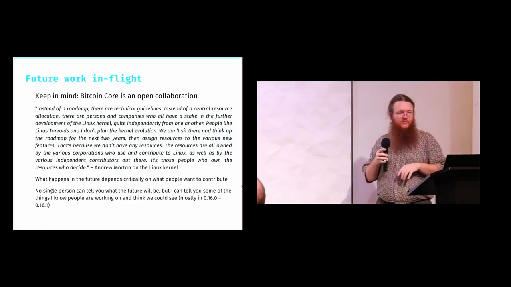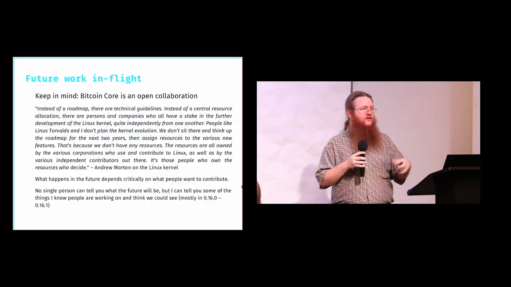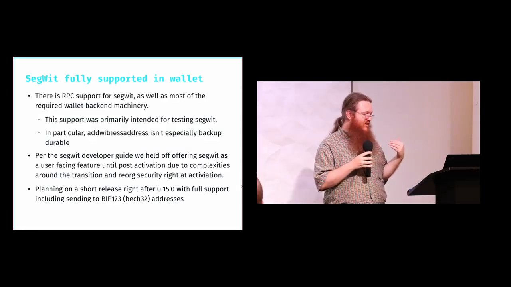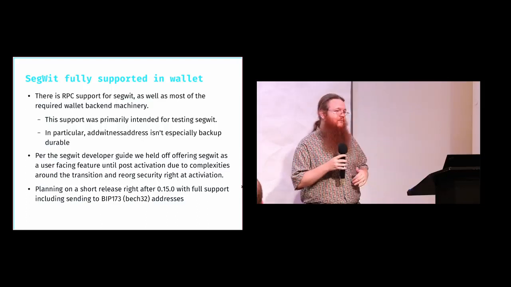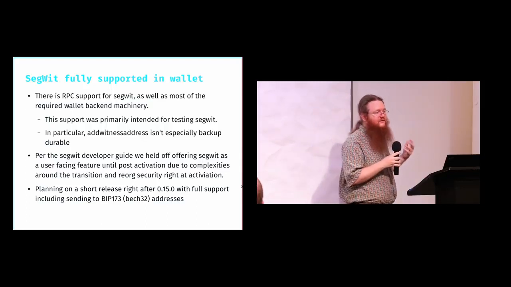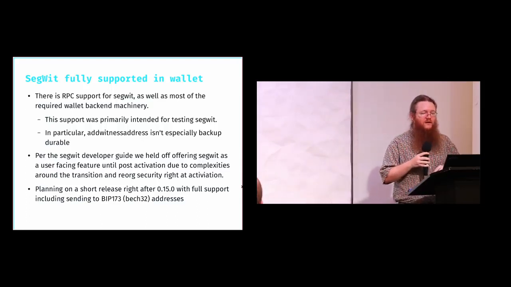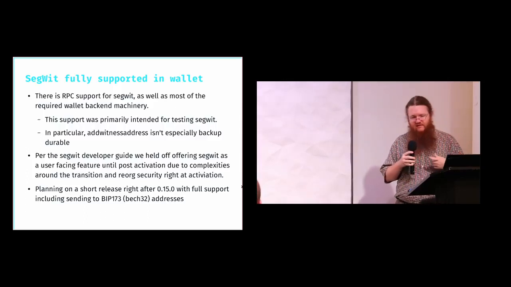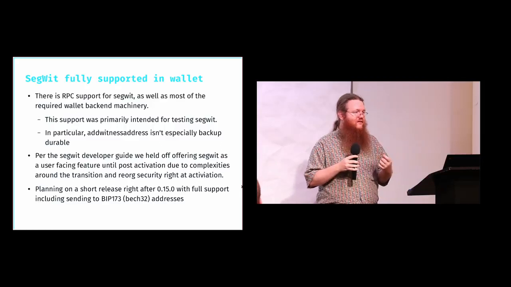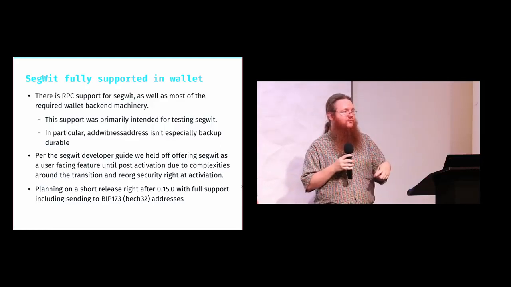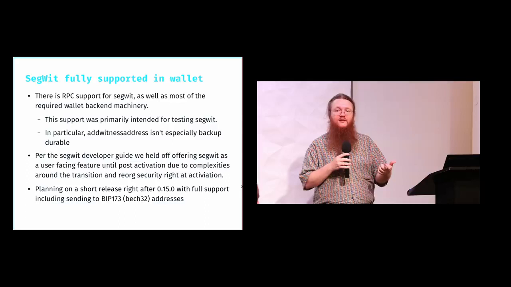So an obvious one is SegWit being fully supported in the wallet. In prior versions of Bitcoin, we have SegWit support, but it's really intended for testing. It's not exposed in the GUI. All the tests use it, it works fine, but it's not a user-friendly feature. And there's a good reason that we didn't go and put it in the GUI in advance, and that's that there is a risk that people could use SegWit before its rules were enforced and would get their funds stolen.